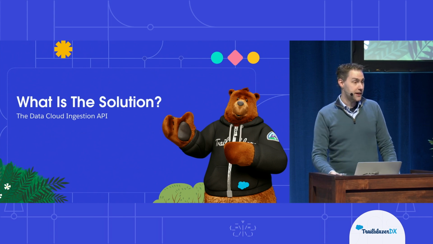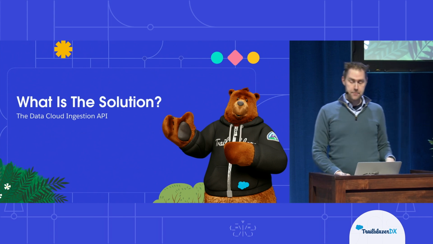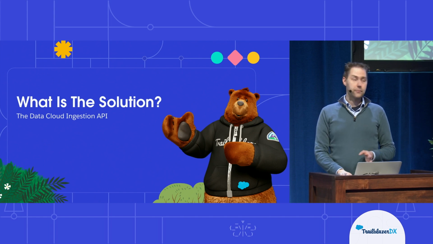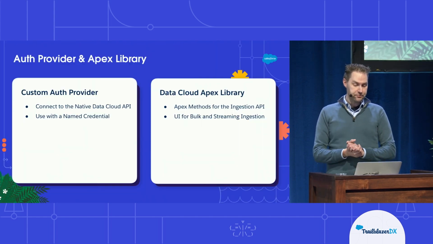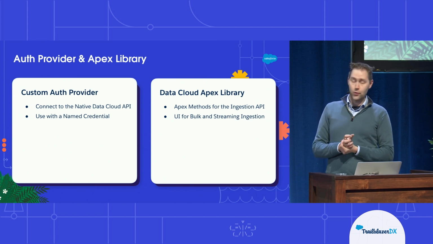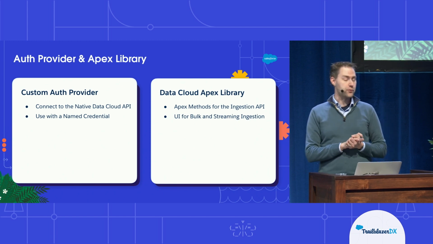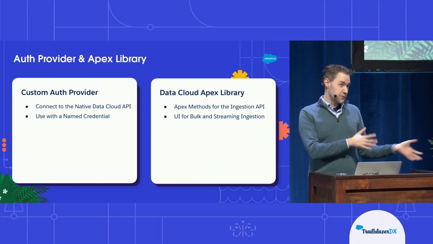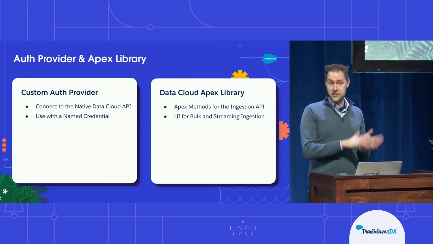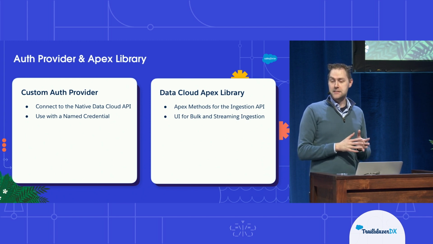The alternative solution is to call the Data Cloud Ingestion API directly from your Salesforce org and ingest that data that way. And the solution is twofold. On the one hand, we have a custom auth provider that we need to connect to the native Data Cloud APIs, which we use with a named credential. So we stick to all Salesforce security best practices.